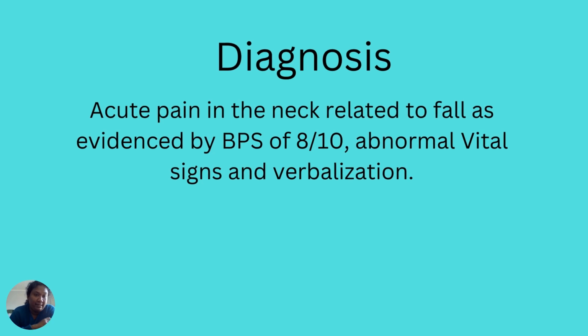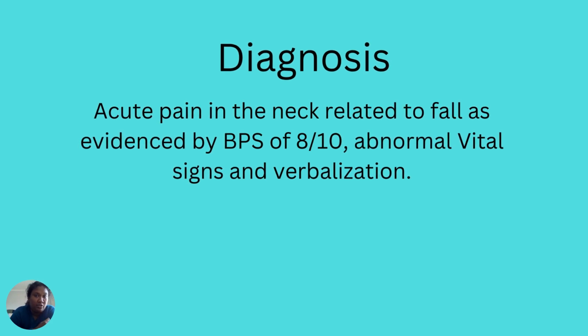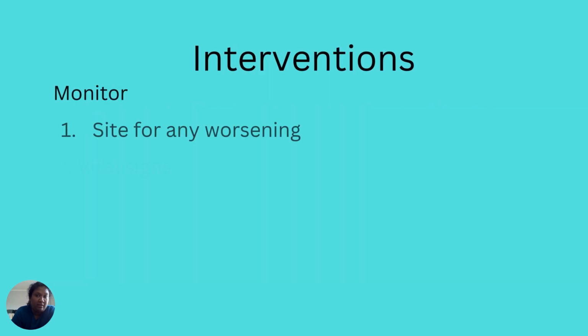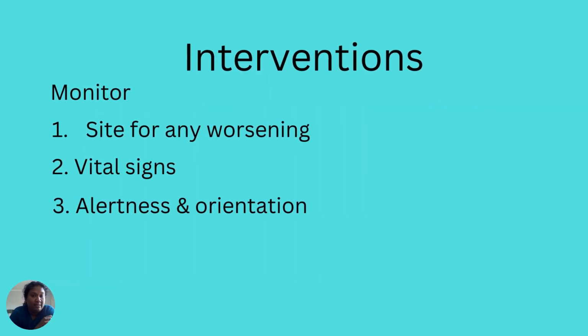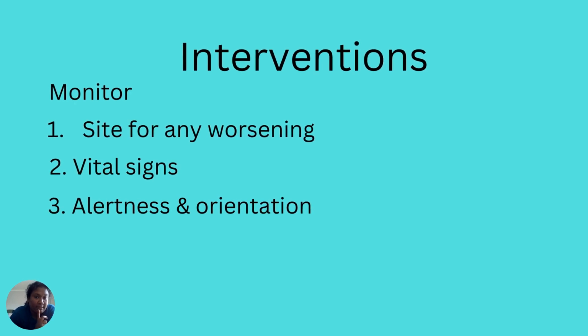So I have assessed Alex, and based on that, my diagnosis is acute pain in the neck related to fall, as evidenced by behavioral pain scale of 8 by 10, abnormal vital signs, and verbalization. You can even rewrite as acute pain in the neck related to fall, as evidenced by verbalization, and the values such as BPS of 8 by 10 and elevated values in the vital signs. So this is my nursing diagnosis.